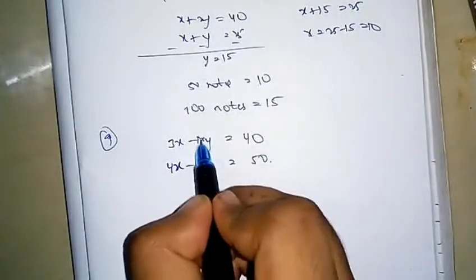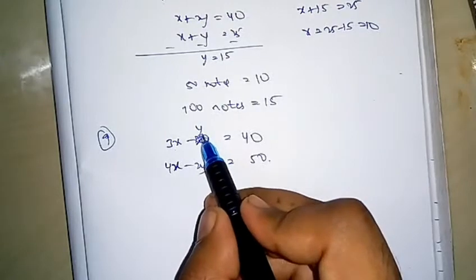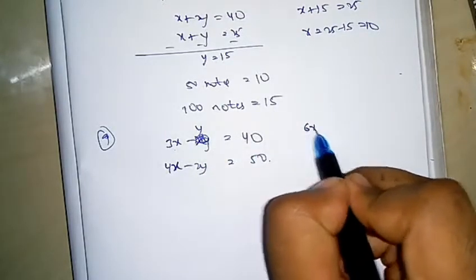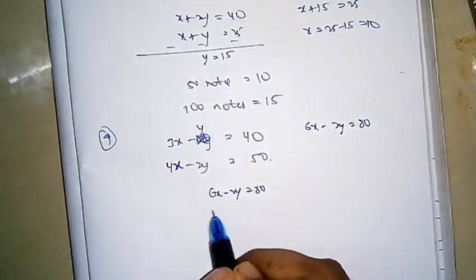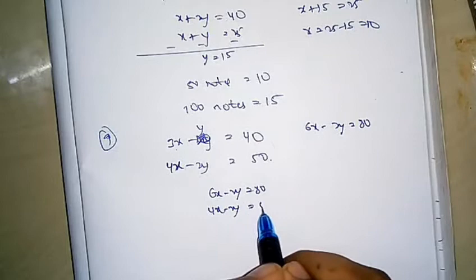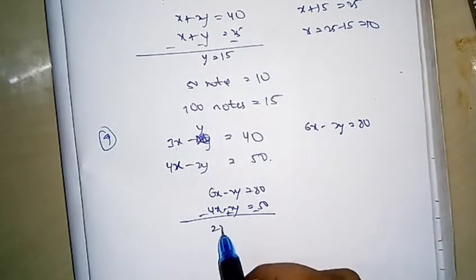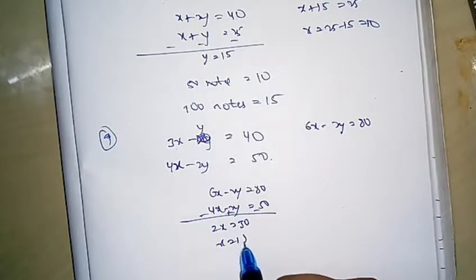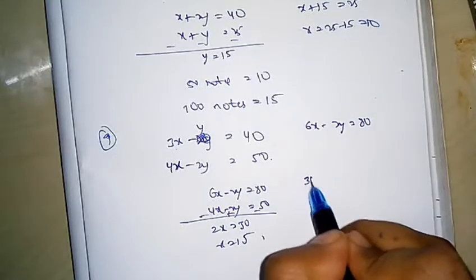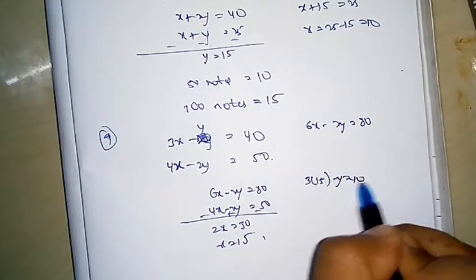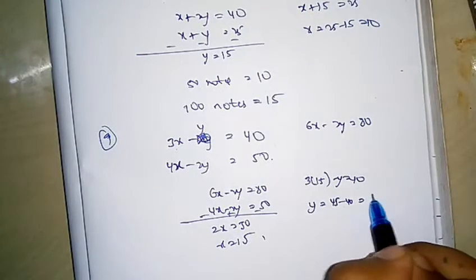What you can do here is, so 3x minus y, let's make the coefficient of y as 2 in the first equation. It means 6x minus 2y will be equal to 80. So 6x minus 2y is equal to 80, and 4x minus 2y is equal to 50. Now let's subtract this equation. So we have 2x is equal to 30, and so x is 15. Substitute in the first equation: 3 into 15 minus y is equal to 40. Y will be equal to 3 fifteens is 45 minus 40, which is equal to 5.